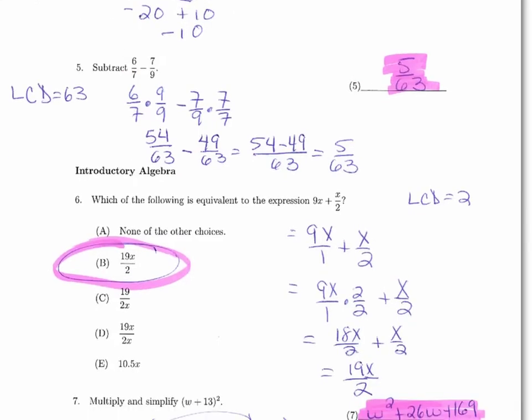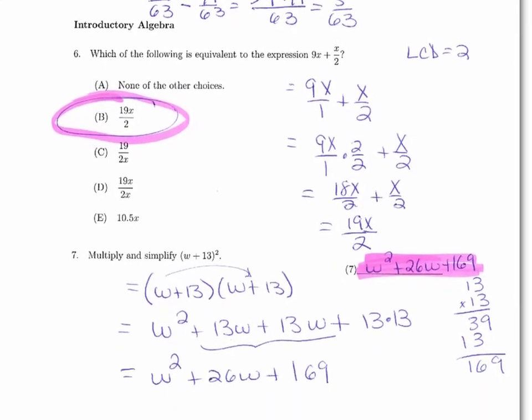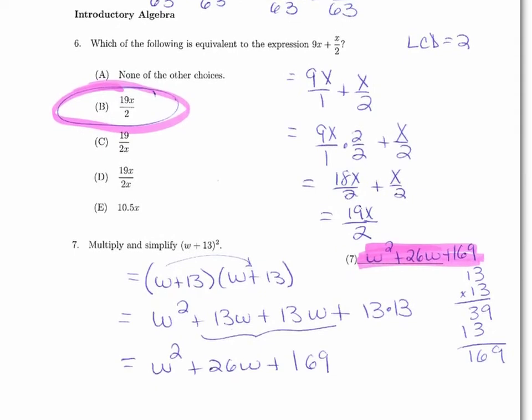For the next one, we need to find the equivalent of 9x plus x over 2. For this one, we see here we have two different terms. All of these answers have single terms, so we're going to have to combine them before we can even go over here and examine which answer we would like to keep. So 9x is really 9x over 1.